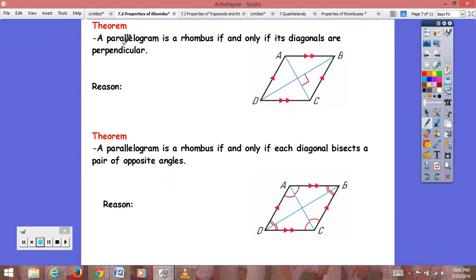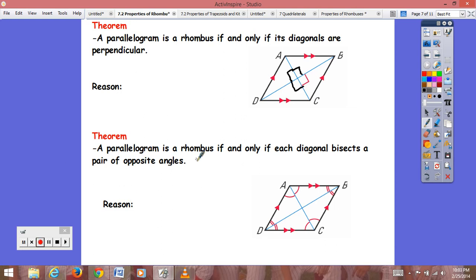Moving on, a couple theorems here. A parallelogram is a rhombus if and only if its diagonals are perpendicular. So we have our parallelogram, our two sets of opposite parallel sides, and then our diagonals are perpendicular, and the definition of perpendicular means that they create a right angle. So it won't just be this angle right here, it'll actually be all four of these in here that are going to be right angles.